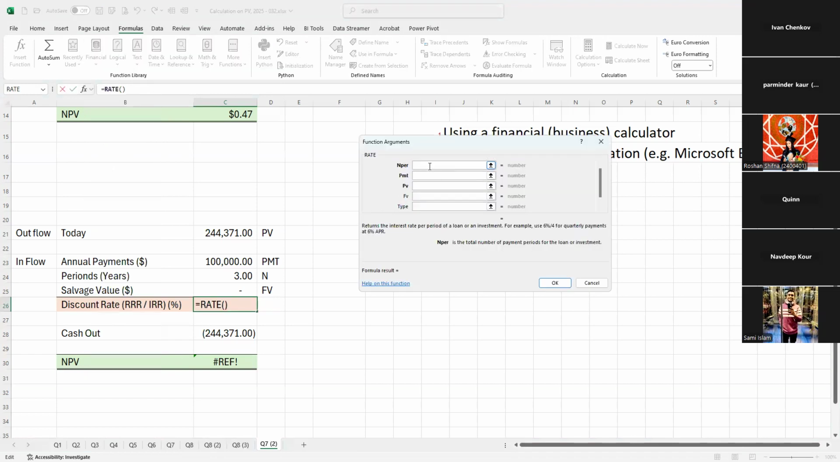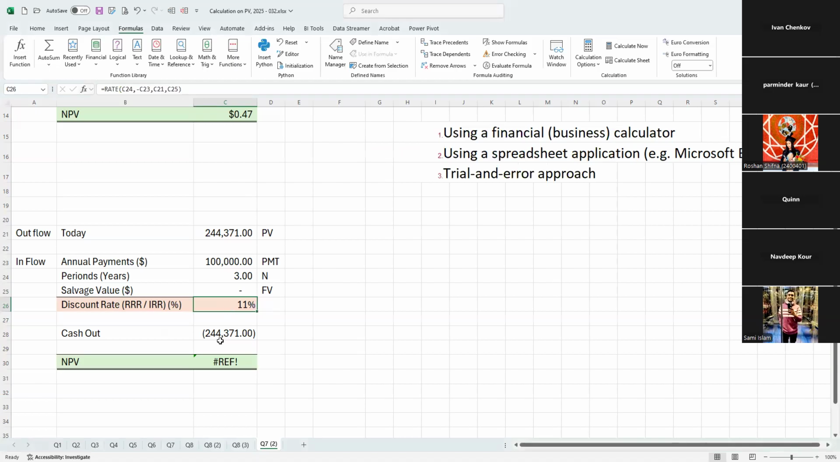So let's see. Number of the periods. Do you have number of the periods? Yes, I do have it. That's 3. Payments. I have my payments, 100,000. Let's put it as a negative now. Present value. I have my present value. It has to be equal to this one. Future value, in my case, is 0. And for the type, it's receiving everything at the end of the period, so I'm going to skip this one. And I'm going to get my rate to be equal to 11%.